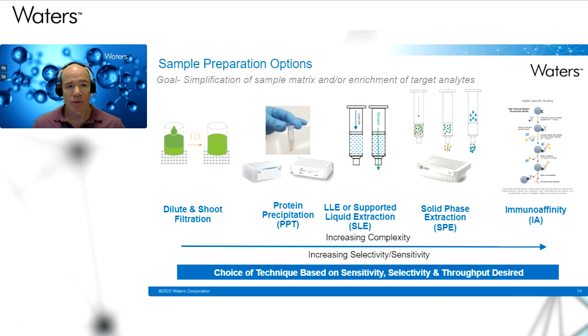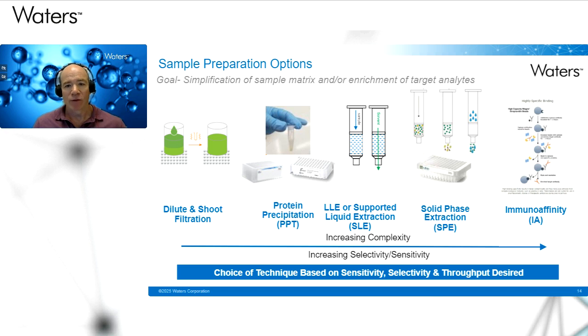Going left to right, we have the simplest things, say dilute and shoot or filtration. We're really not doing much other than diluting the sample, maybe adjusting the pH. One of the next ones is protein precipitation, which is fairly non-specific, but we're doing a bit of cleanup. That's very useful for blood or plasma. We get rid of some of the major proteins as well. Going a little more complex, a little more selective, we have liquid-liquid extraction or supported liquid extraction, where we're extracting the analytes into a non-miscible solvent from our aqueous phase, such as urine, plasma, whole blood, etc.